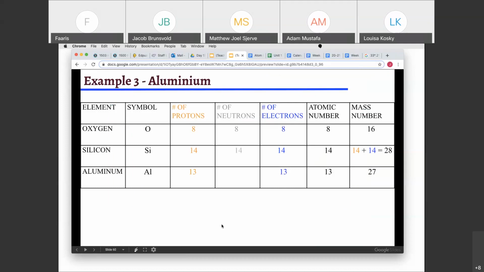Yep, seems like we got it. 14. So your number of neutrons plus your number of protons will add up to equal your mass number. And so I made a mistake on this one. I meant to do that in gray so that you would see that it was these two numbers. It's not the protons and electrons. It's the protons and neutrons.